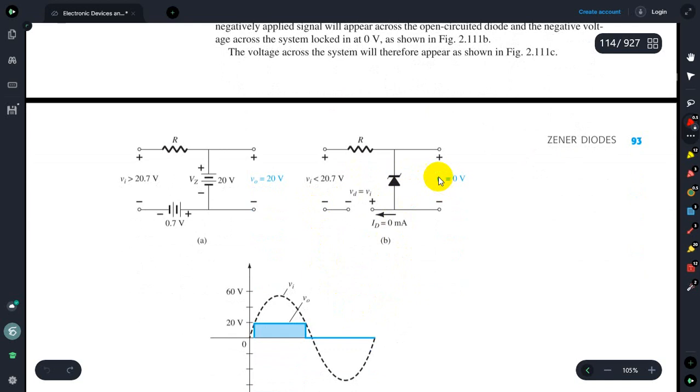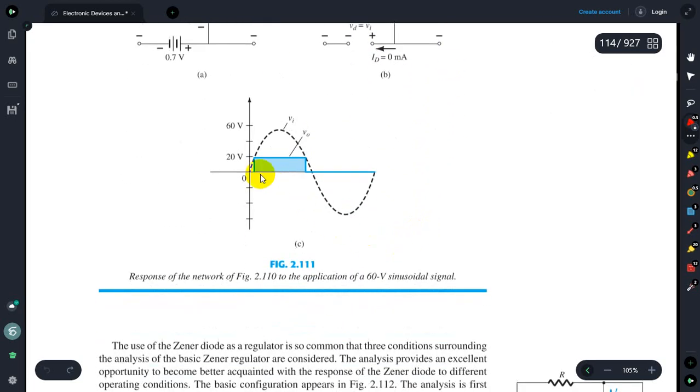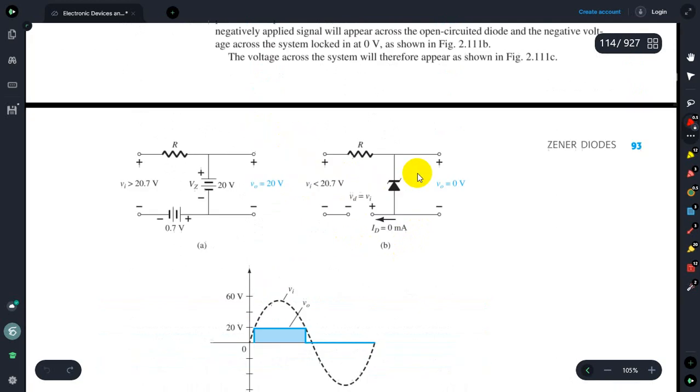See? On the negative side of this cycle, the entire input voltage will appear across this open circuit diode, and 0 volts will appear over here. So if you plot, you get this output. This is the Vi, and this is the Vout across the system.